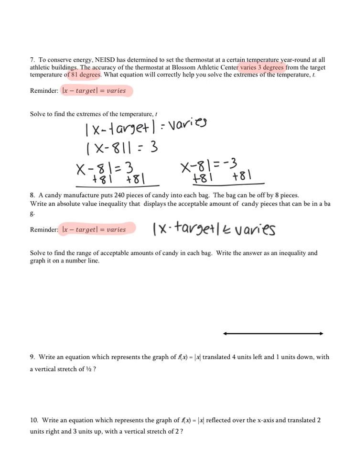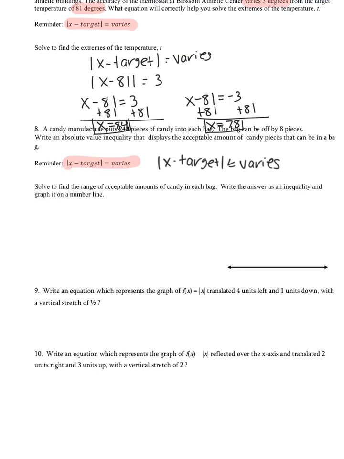I'm running out of space. So you're going to get from this one, x equals 84. And then from this one, you're going to get x equals 78. So that means that your temperature is going to be somewhere between 78 and 84 degrees. So you just have two answers of the 84 and the 78. There is no inequality symbol here, so you do not have to do the graphing on a number line. Okay, I'm going to erase the bottom part because it's in our way.